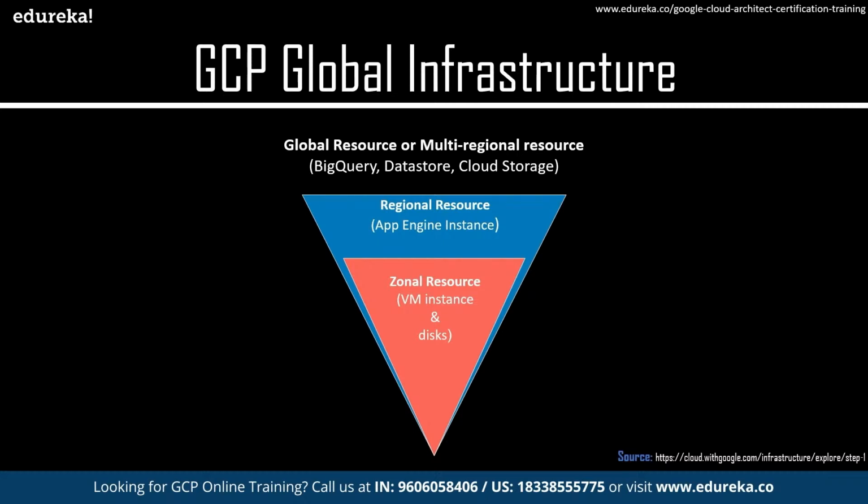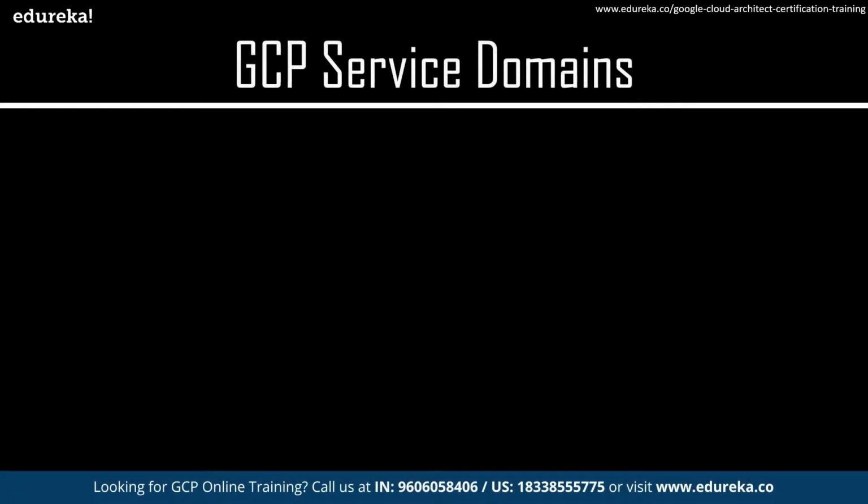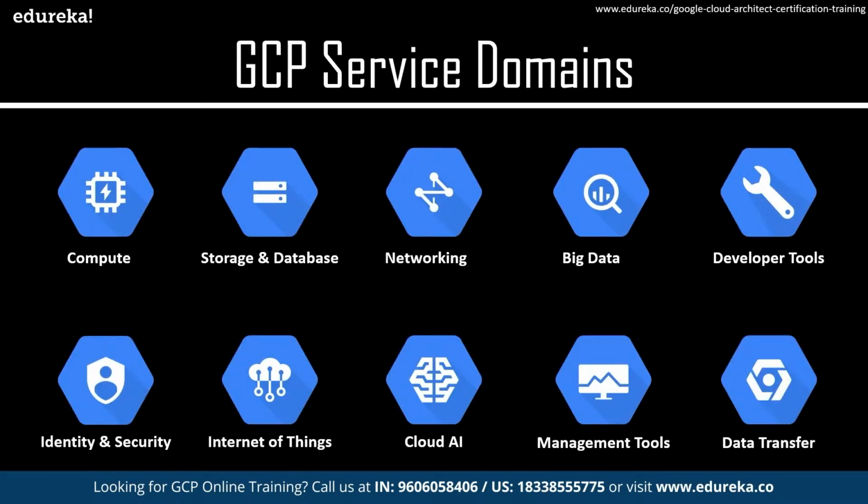Let's now go ahead and discuss some of the other pointers. Let's try and understand GCP service domains. There are plenty of service domains that GCP has to offer, because there are so many services that GCP offers. Each of these are the major domains that GCP operates in, and all of these domains will have sub-services or services that fall under them. For example, when you talk about compute, there are different compute services which are IaaS in nature, PaaS in nature, even serverless in nature.